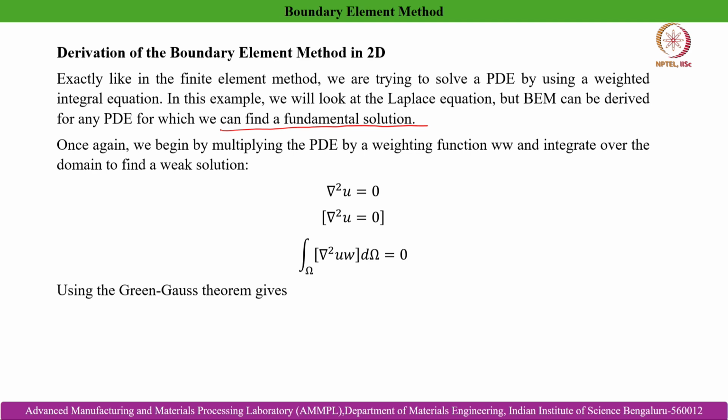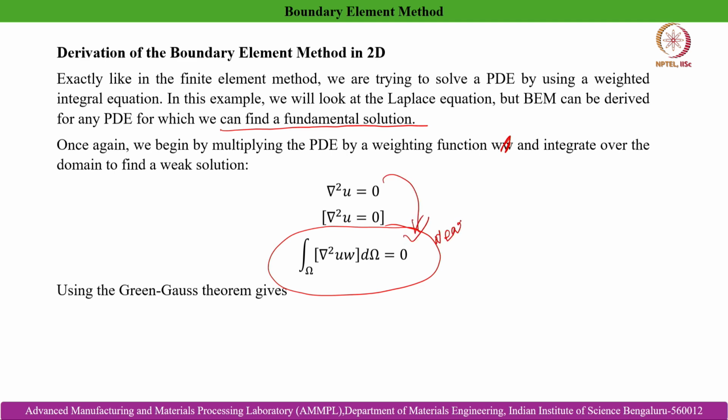Once again we begin by multiplying the PDE by a weighting function w, and integrate it over the domain to find the weak solution. So what is the Laplace equation? That is grad square u is equal to 0. Now we are multiplying it with the weight function w. Then, after integrating it over the domain and equating it with 0, this is basically the weak form of the Laplace equation.